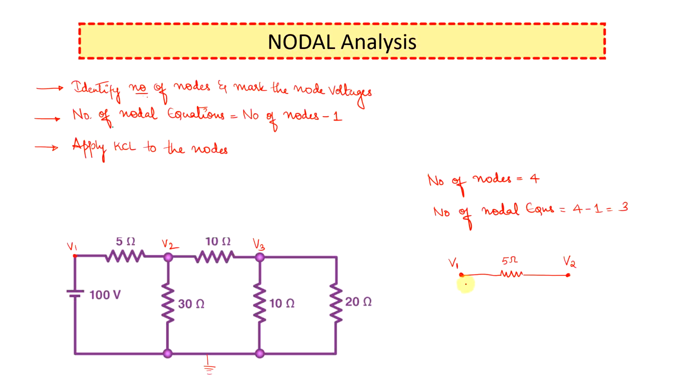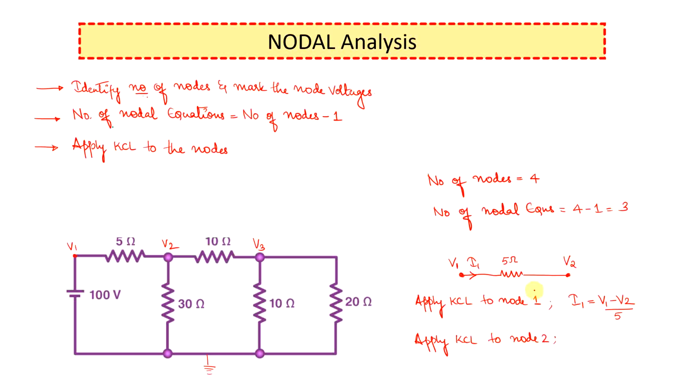Generally, say I am applying KCL to node 1. I will always consider that if I am applying KCL to node 1, the current is leaving the node. Let me denote this current as I1. Using Ohm's law, I is equal to V by R. So I can compute I1 to be equal to, remember I'm applying KCL at node 1, V1 minus V2 divided by the resistance, that is 5 ohms. Okay. Now say I'm applying KCL at node 2.